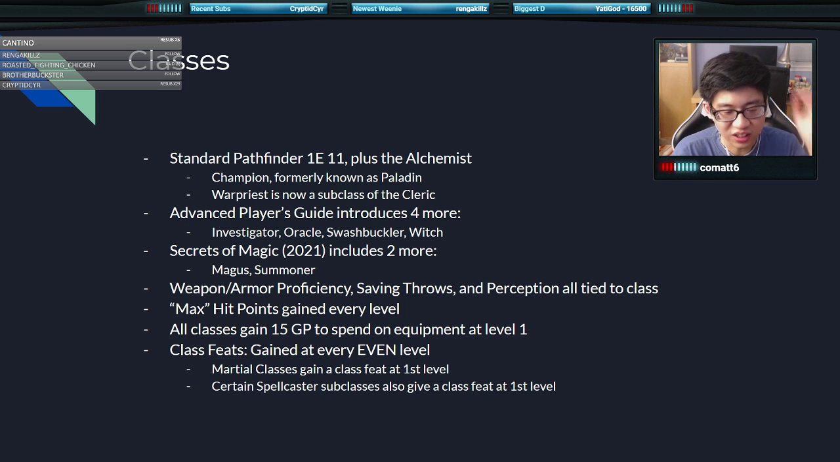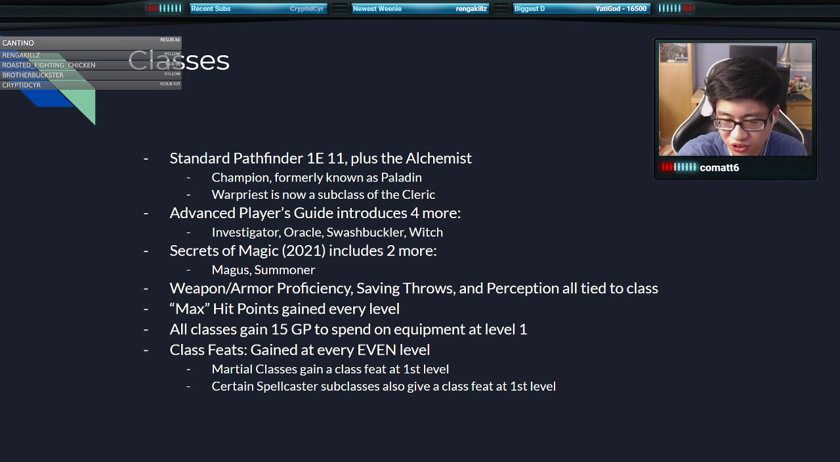And then finally, instead of feats like you would normally get in Pathfinder 1 at every odd level, they're now granted at every even level. So all classes gain a class feat, which can do all sorts of things, gives you more cantrips, or gives you better action economy, and that happens at every even level. And then martials gain the benefit of a guaranteed class feat at first level.